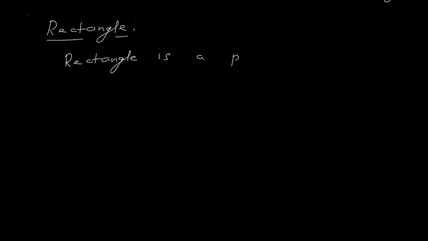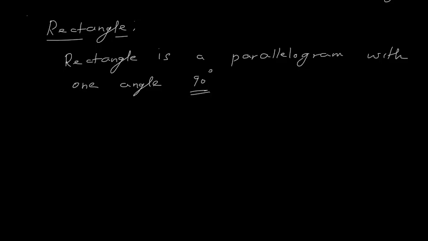Now next we have rectangle. So what is a rectangle? I will say rectangle is a parallelogram with one angle 90 degree. So in a parallelogram, if one angle is 90 degree, then it is a rectangle.